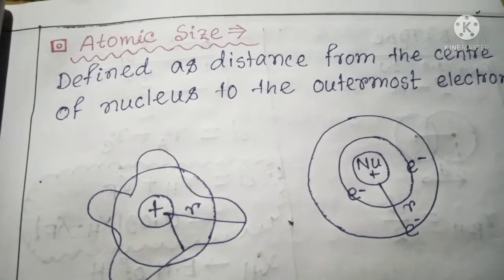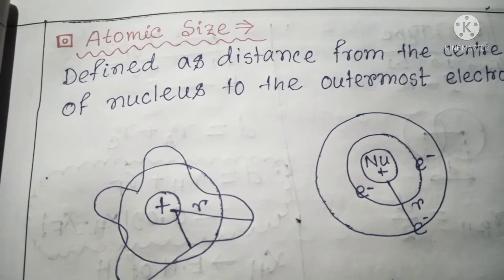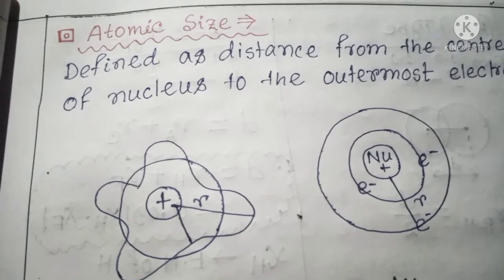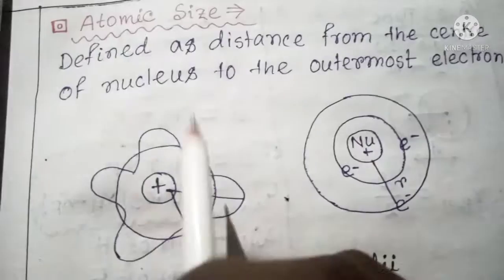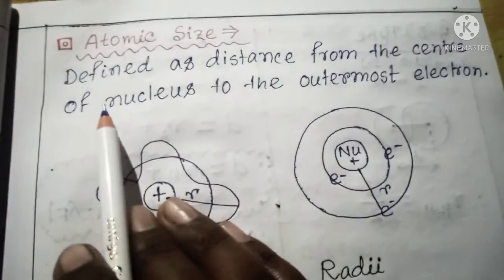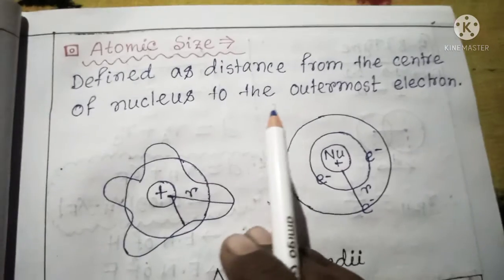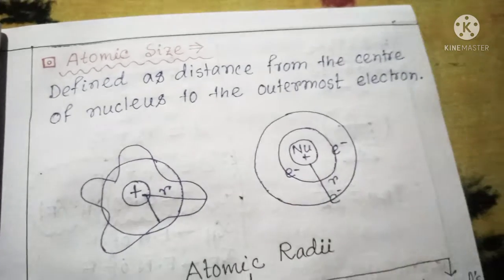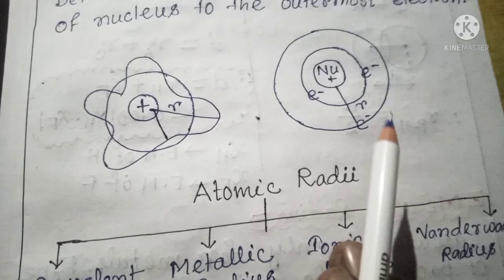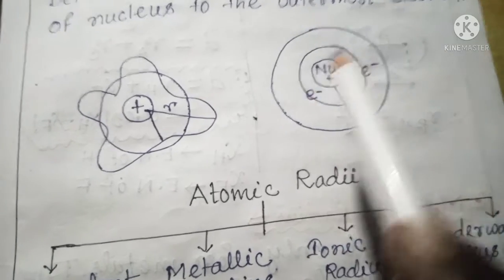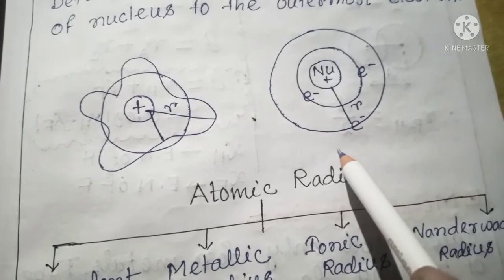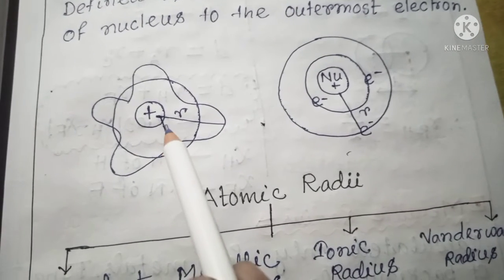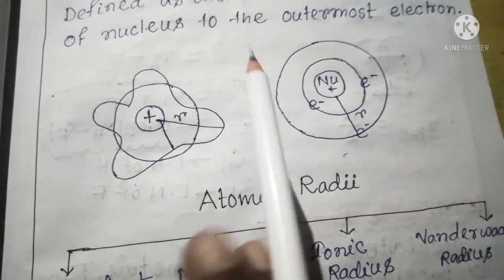Are all well? Today we shall learn about atomic size and atomic radius. So let's start. Atomic size is defined as the distance from the center of the nucleus to the outermost electron. Radius can be of two types. We can measure radius when it is spherical, but in case of a wave there are two types of radius.